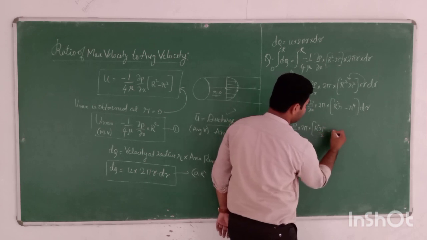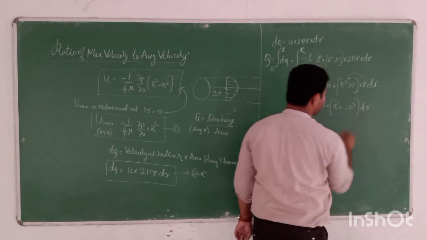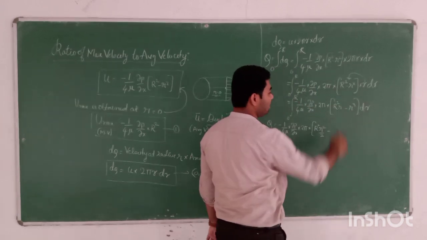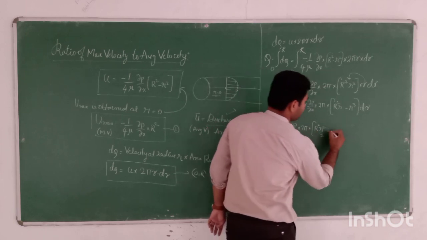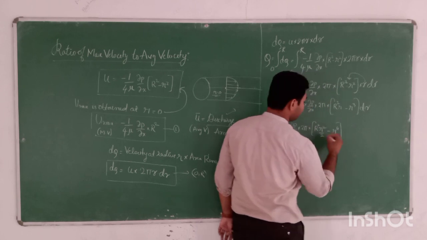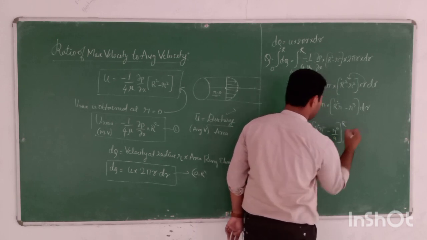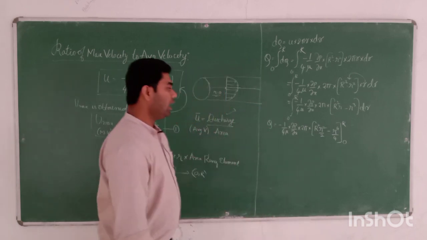by 2 minus, this becomes r cube, sorry. This is r cube and this is r. If we multiply inside, r squared, r to the power 4 by 4, in the limits of 0 to capital R.